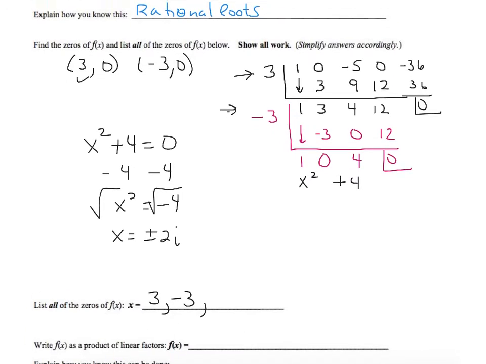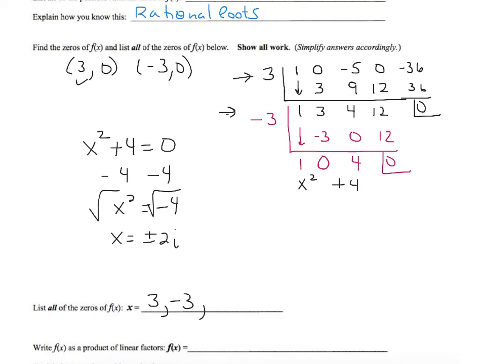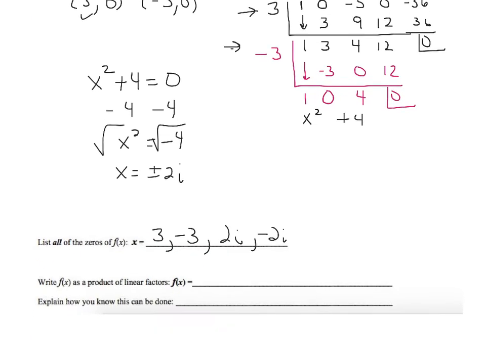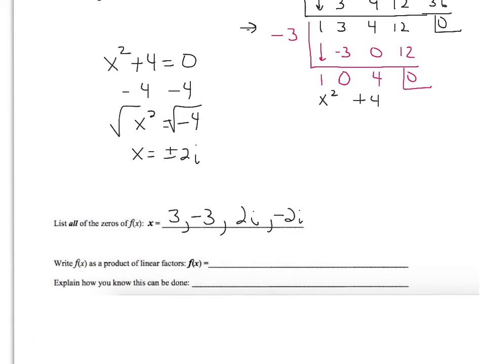So these would not appear as intercepts on the graph, but they are certainly zeros. If I plug in 2i or negative 2i, they give me 0. So now I have all 4 roots: 3, negative 3, 2i, and negative 2i. So now if I want to write this as a factorization, I can just write each of these as x minus its root. So x minus 3, x minus negative 3 is x plus 3, x minus 2i, x plus 2i.